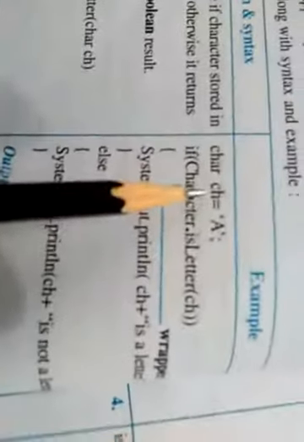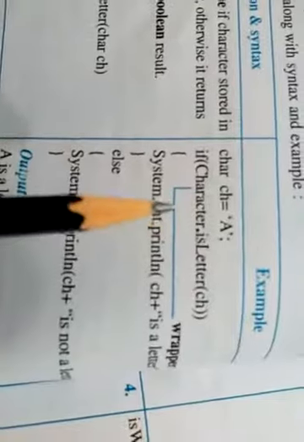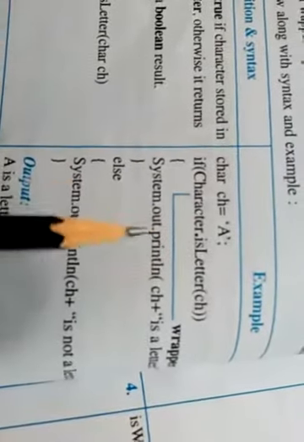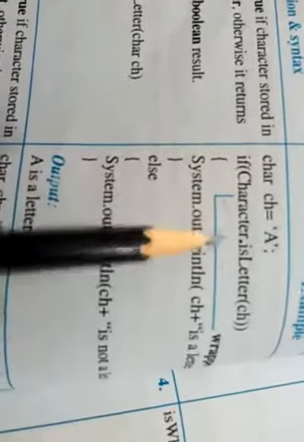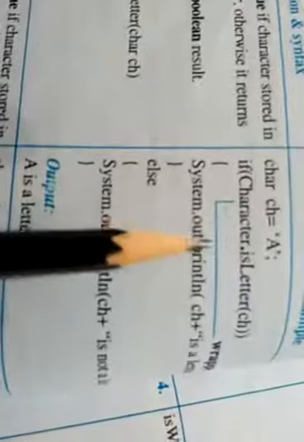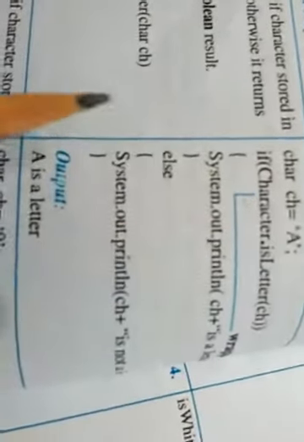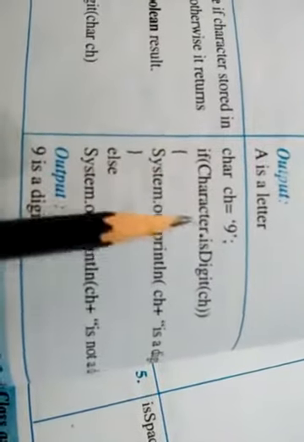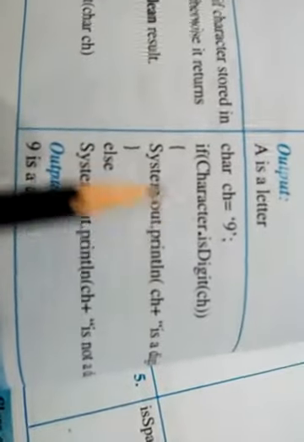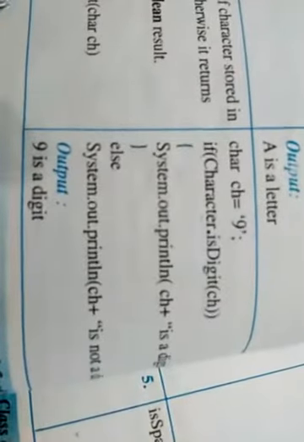Now here I am explaining all these functions with the help of examples. The value of ch is capital A, and we are using the isLetter function here. So this function returns true. Since the if statement gets true, it will print the message, so the answer is A is a letter. In the second case, the value of ch is 9, that is a digit value, and we are using the isDigit function. So in the if we will get true, and we will get the answer 9 is a digit.